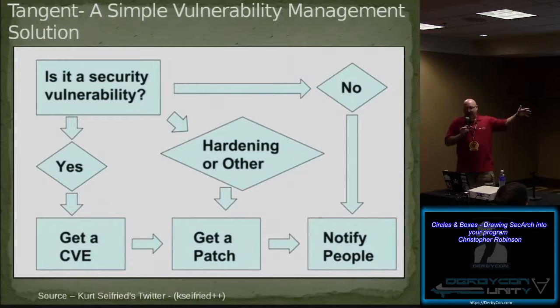Another tangent. One of the guys I work with at Red Hat was ranting on Twitter. I know it never happens. But he was complaining. One of our jobs at Red Hat is we're responsible for incident response. So we actually write the patches to fix the thing. So Heartbleed, Poodle, that's our group. We helped you fix that. So he was ranting about vulnerability management, and Kurt kind of summed it up in this little chart. Do you have a problem? Get it documented, get a patch, tell people, you're done. It's as simple as it gets.